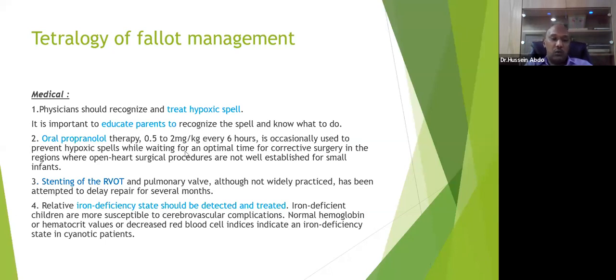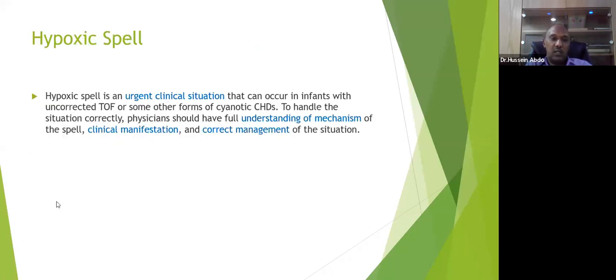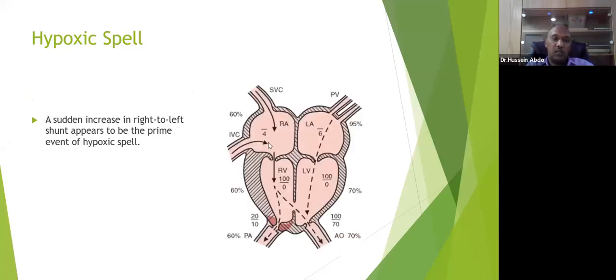Also, we need to treat iron deficiency anemia and to detect it early. And it is very important to know about hypoxic spells. This is an emergency and should be treated by a pediatrician. No need to call a cardiologist. You should know how to treat hypoxic spells and how to diagnose them. As we know, it is an urgent clinical situation, and every physician should know and understand the clinical manifestations and the correct management of a hypoxic spell.